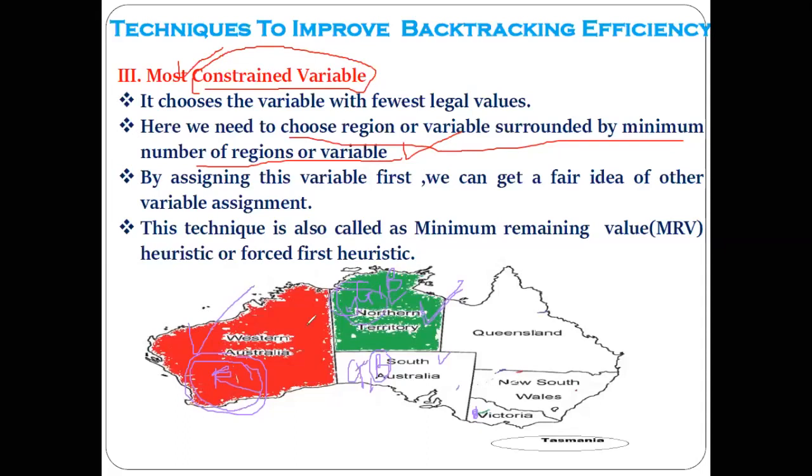Yes, sir. Now next we have to see the next variable which is surrounded by the minimum number of neighbors. Now which is that? That is nothing but this. Correct? Victoria. Right? Yes. Because this is surrounded by 1, 2, 3. This is surrounded by 1, 2, 3 also. But this is only surrounded by 1 and 2. Got the point? So after this, you have to choose which region? This region.